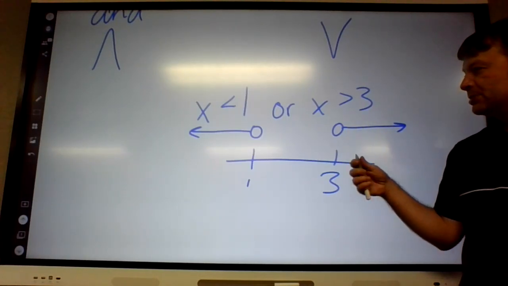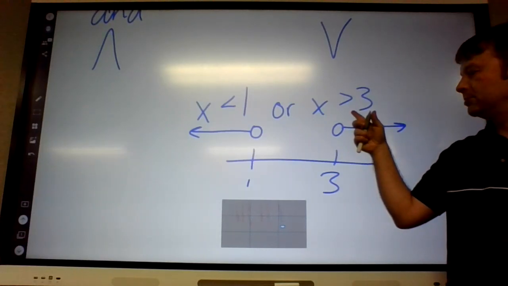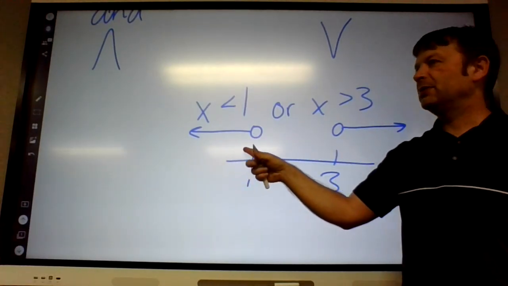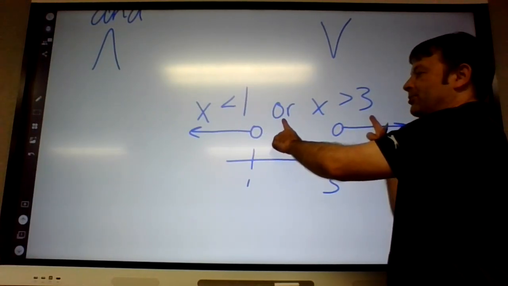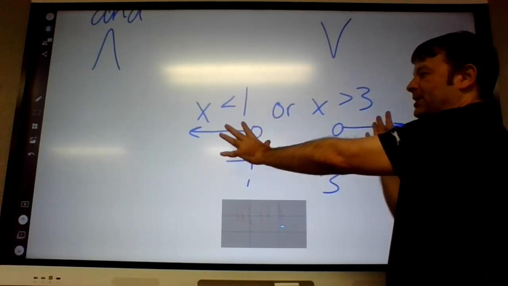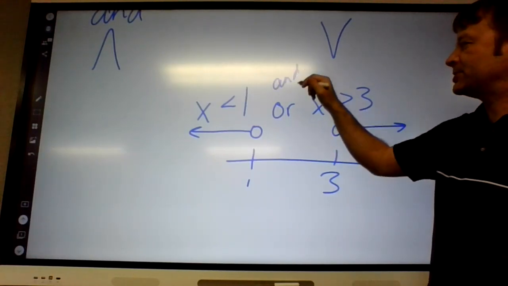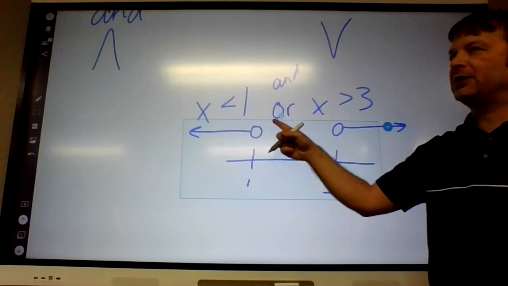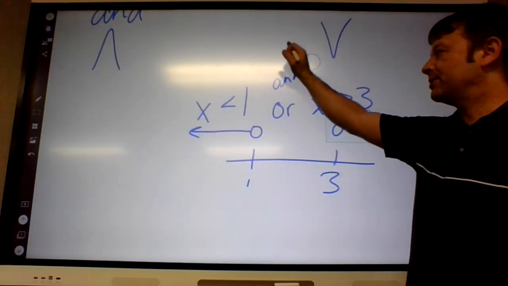Is 2 less than 1 or greater than 3? No, 2 would not work. Is anything below 1 and anything above 3, right? It would actually be both of these. Because it's an or, they don't have to have anything in common. Yesterday when this was an and, do you guys know what the answer was when it was an and? No solution, because they don't have anything in common. No numbers are less than 1 and greater than 3.